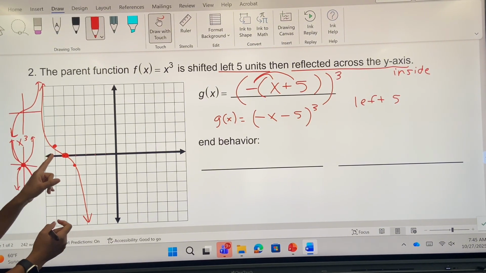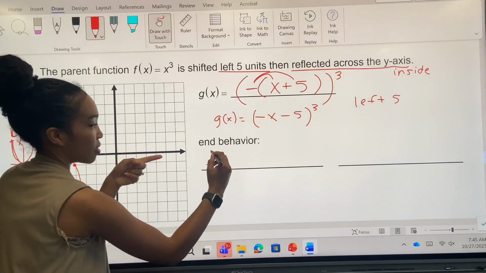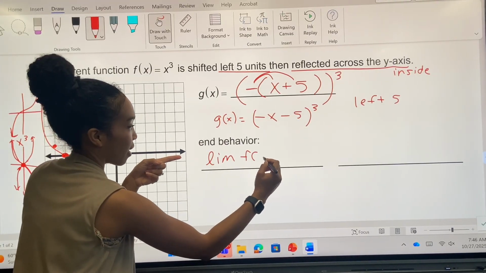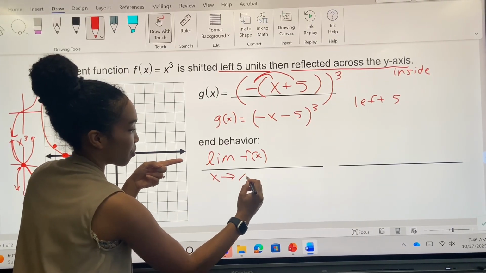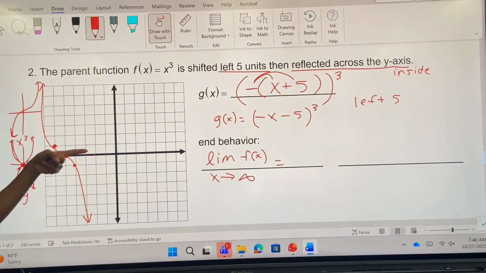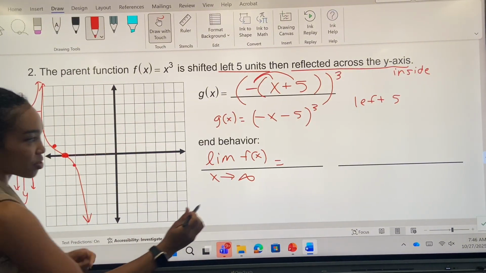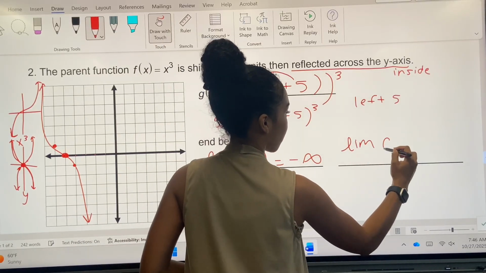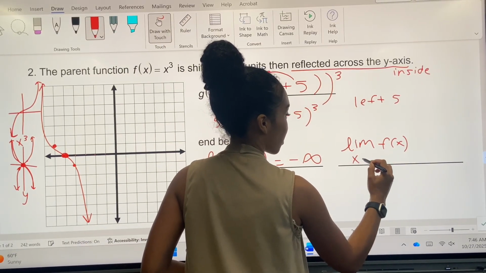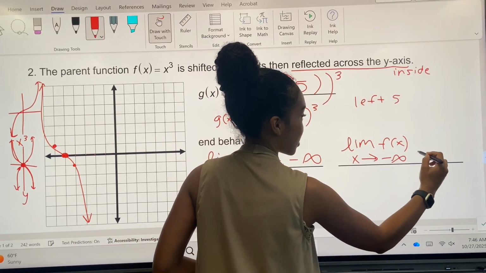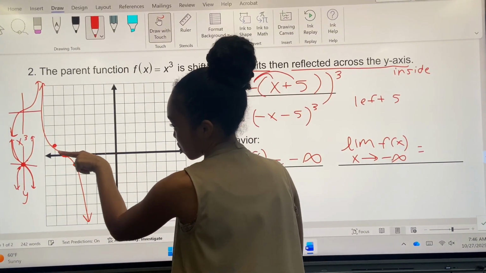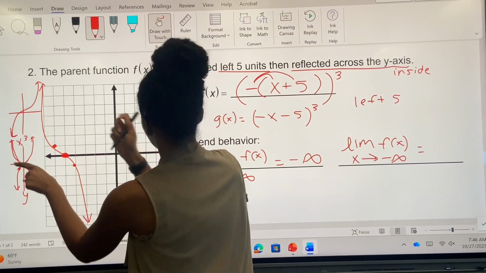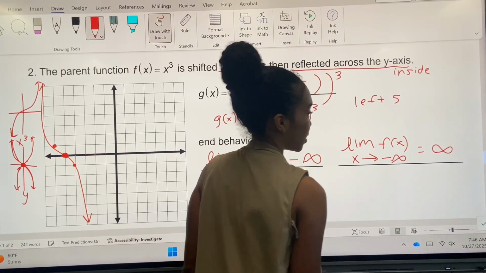So your end behavior, as you go to the right, as your graph goes to the right, your graph is going down, so that's negative infinity. Let's do the other side. As your x values go to the left, to negative infinity, as you go this way, your graph is going up. So this should be a positive infinity.